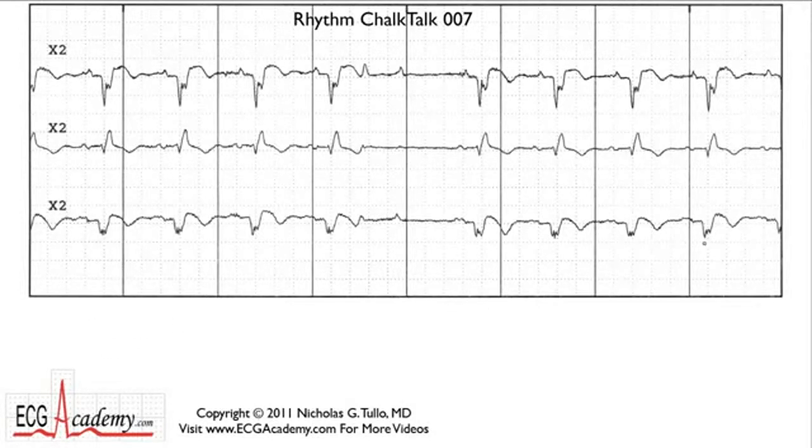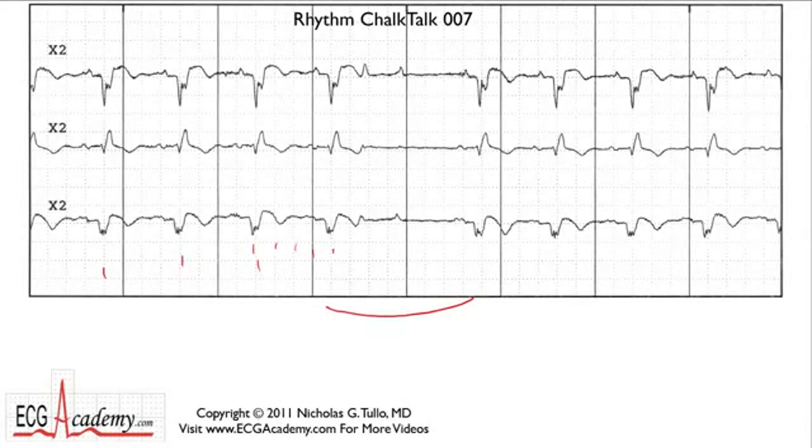So we're going to get started with looking at the forest. And I think what stands out very clearly in this strip is that there's a pause here. There seems to be a regular rhythm going along. And if we try to measure the rate, let's start with this heavy line. We'll call it 300, 150, 100, 75. It's just about 75 beats per minute, just exactly. So we have the regular rhythm of 75 beats per minute.